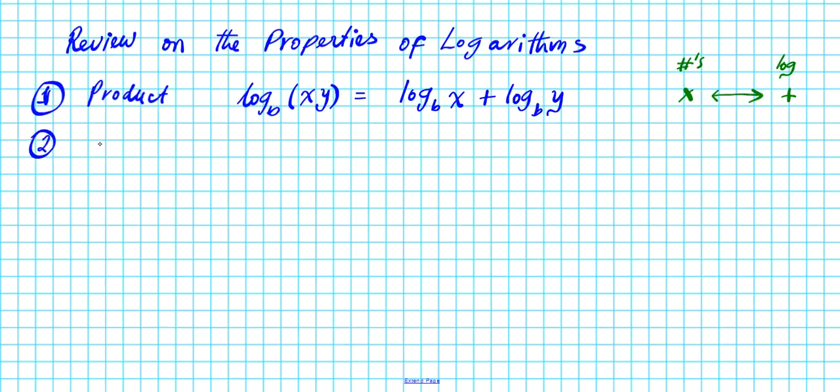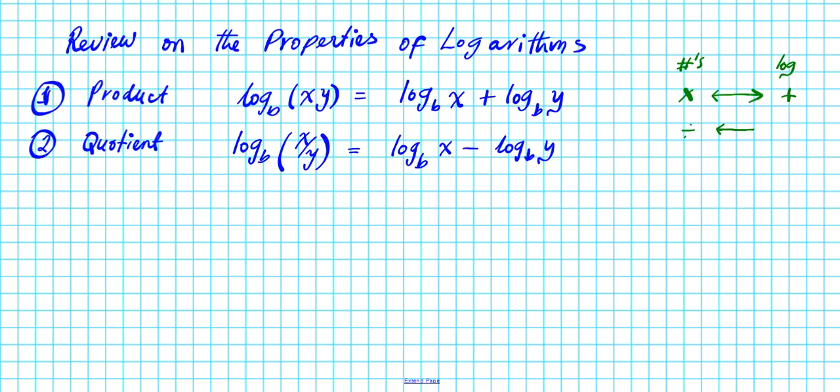Property number 2 is known as the quotient property. Quotient is just a fancy word for division. So what if your logarithmic argument is a quotient of 2 terms? In that case, you're going to have a difference. The numerator goes first, minus log base b of the denominator. Just keep in mind that dividing numbers is equivalent to subtracting the logs of the numbers you're dividing.